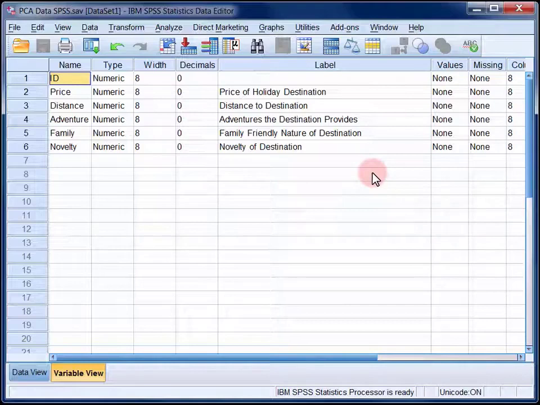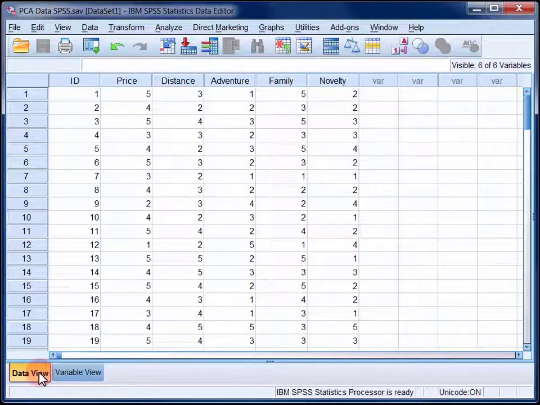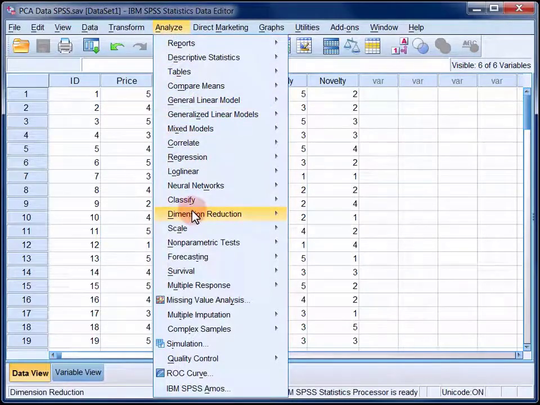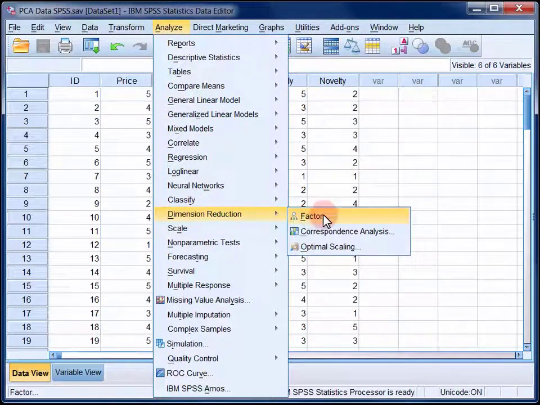So they rated each of these things on a scale from 1, which indicated very unimportant, to 5, which indicated very important. If I switch to the data view, you can see the responses that the first few participants gave to each item. And remember, the higher numbers, up to a maximum of 5, indicate a higher level of importance. So in the Analyze menu, select Dimension Reduction and then Factor.